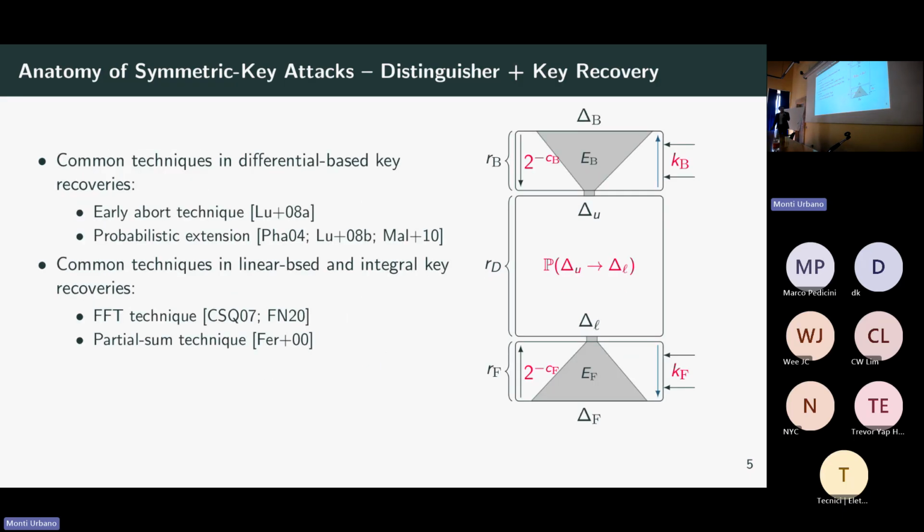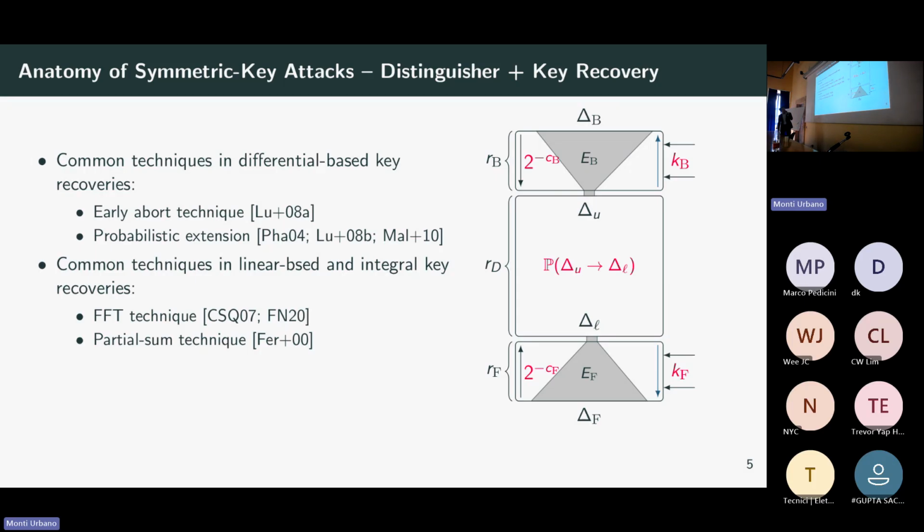And typically, we extend this distinguisher to the key recovery part. One of the very common methods in key recovery is that we extend the distinguisher from two sides, from top and bottom. Then we guess part of the involved keys and try to do partial encryption and decryption to reach the input and output of the distinguisher to check if that property holds or not. This is the way we do the key recovery mostly. And as you can see, there are many things in common between the key recovery techniques.